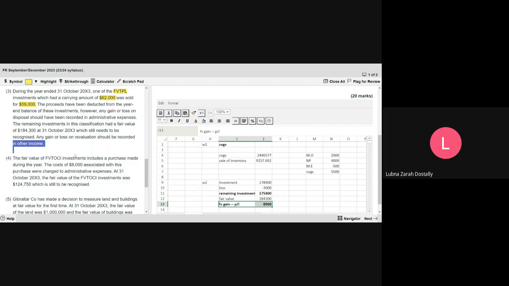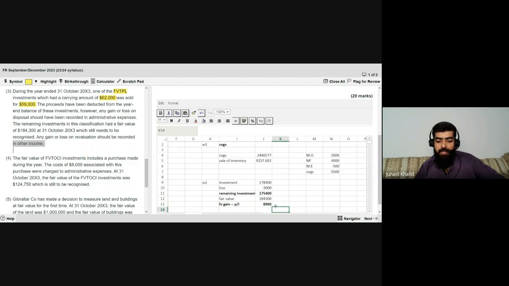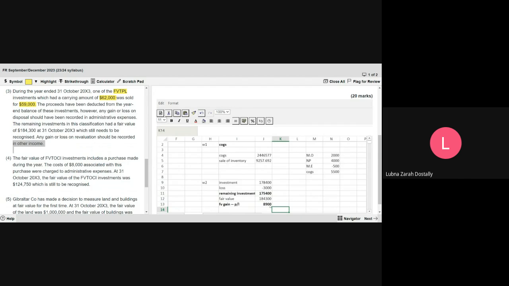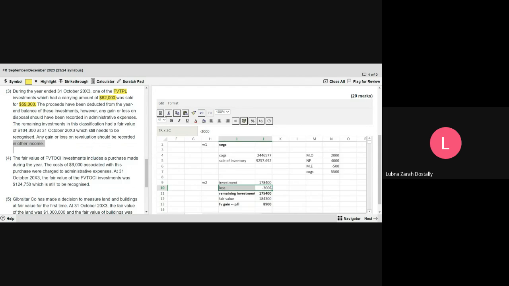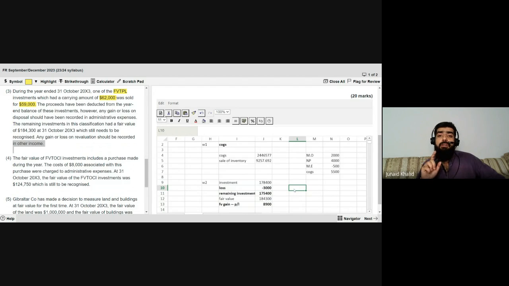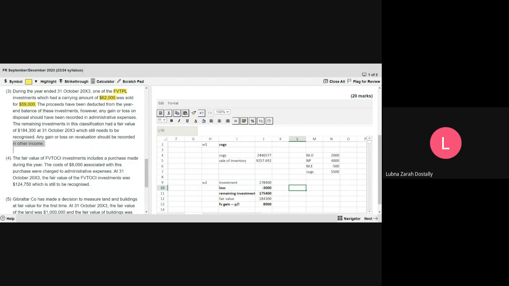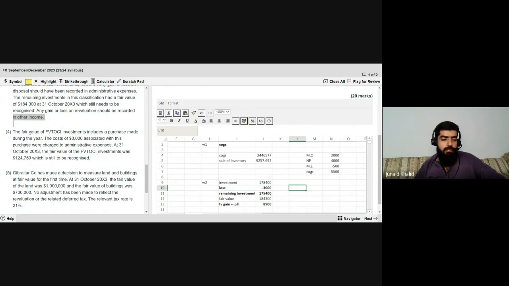Which one? That 8,900, yes, as other income. Are you getting the point? But in profit and loss itself, not in other comprehensive income. It should be in the profit and loss because this is fair value through P&L. Okay, let's move on to another requirement.